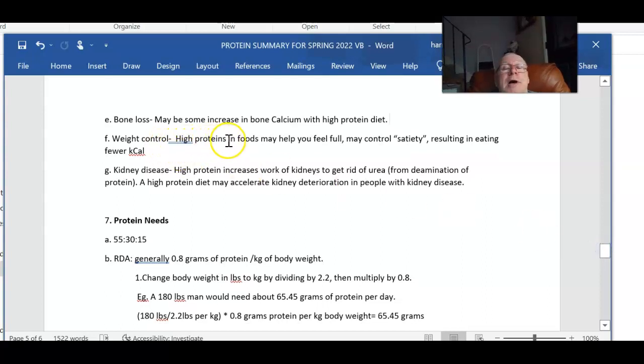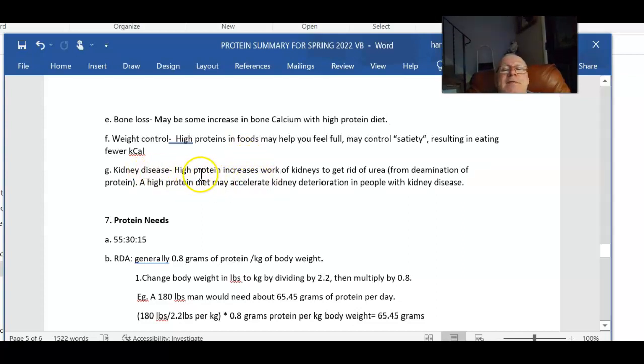Weight control. High protein in foods may help you feel full. Satiety. We talked about satiety. Proteins evidently increase satiety, the feeling of fullness, so you won't eat as much.